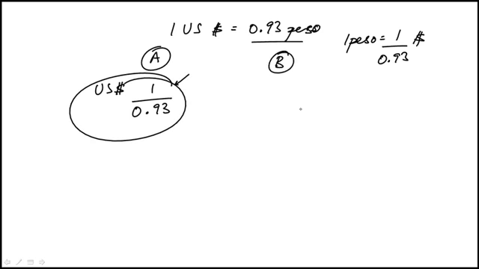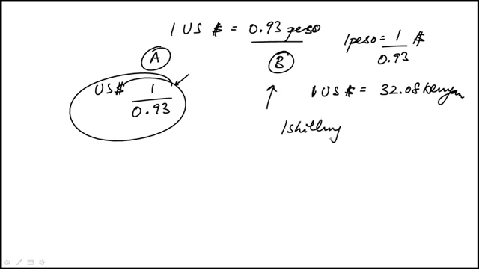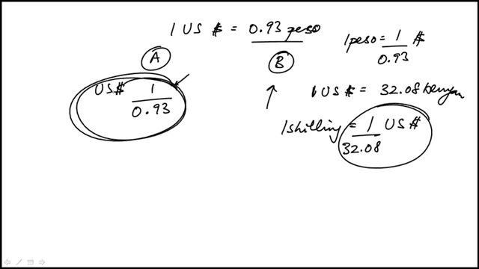And here we're given that 1 US dollar is equal to 32.08 Kenyan shillings. And they're asking for quantity B, the dollar value of 1 shilling. So 1 shilling would be 1 over 32.08 US dollars. So clearly, quantity B is going to be much smaller than quantity A. Now, this number is a little bit more than 1, and that's going to be about 0.03. So quantity A is greater. That's the correct answer.